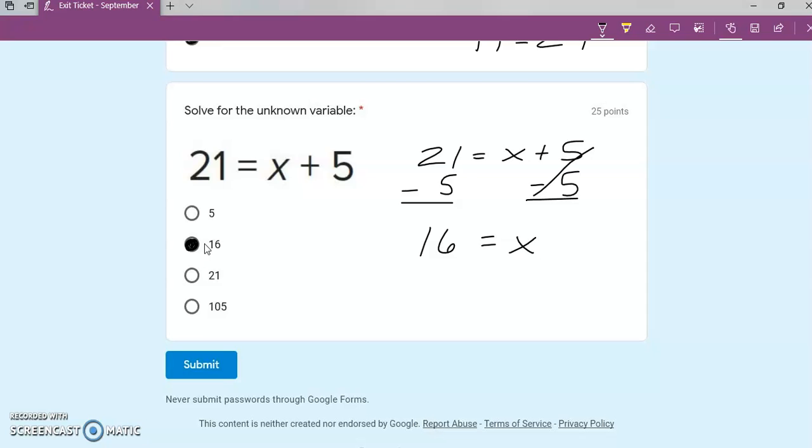So again, solving for the unknown variables, you're always doing the inverse operation or the opposite, and that's the quickest way to solve these problems.